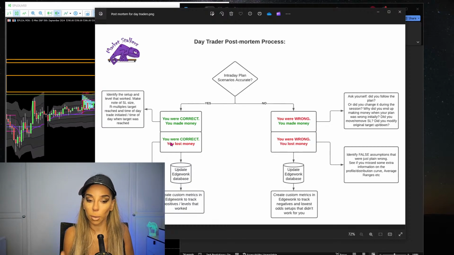But here's where the problem starts. If you were correct on the intraday plans, but you didn't really stick to the plan and you lost money, identify why you lost money. Did you follow your levels? Did you follow the directions, or did you get lost in the heat of the moment?